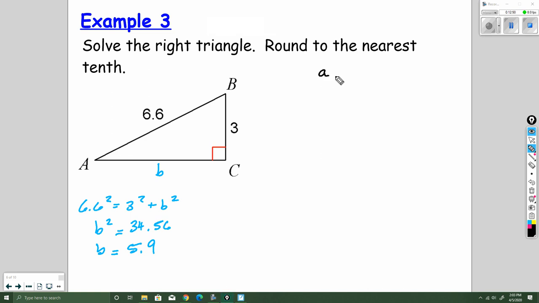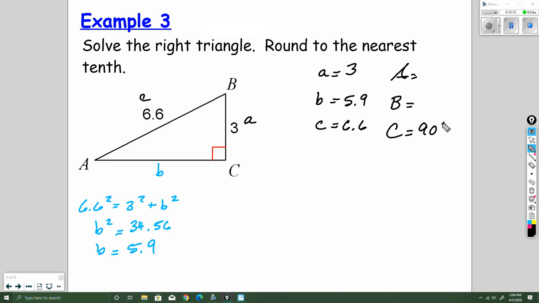Once again, like before, I'm just going to write a, b, c, angle A, angle B, angle C. Let's fill it in with what we know. We know side a is 3 units. We know side c is 6.6. We just found side b, which was 5.9. And we also know angle C is 90 degrees. Now we just need to find angle A and angle B.